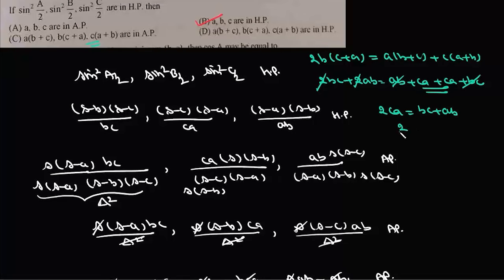BC plus AB, or 2 upon B equals 1 upon A plus 1 upon C. That means again A, B, C are in HP. So this condition C is correct. So the correct options are B and C.